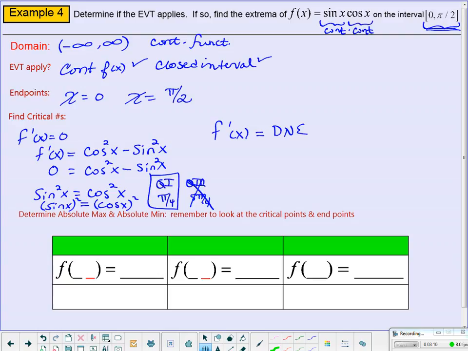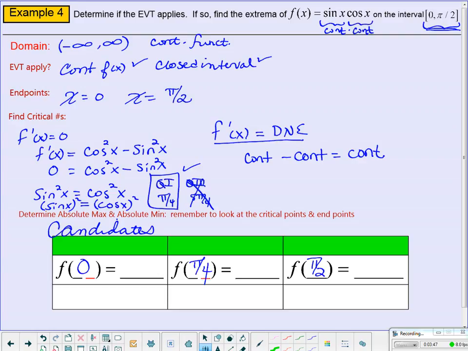And then where does the derivative not exist? Well, the derivative is cosine squared minus sine squared. That's going to exist everywhere, because if I have a continuous function minus a continuous function, I get a continuous function that has no jumps, skips, gaps, all of that business. So differentiable everywhere. We need 2. These are our candidates for extreme values: our endpoints at 0 and pi over 2, and our one critical number that we found at pi over 4.